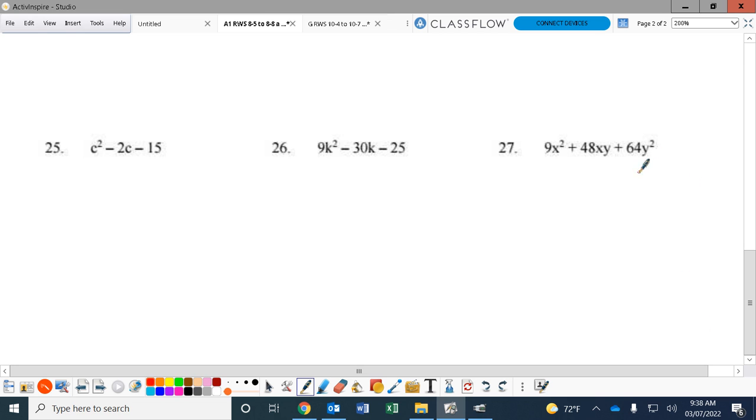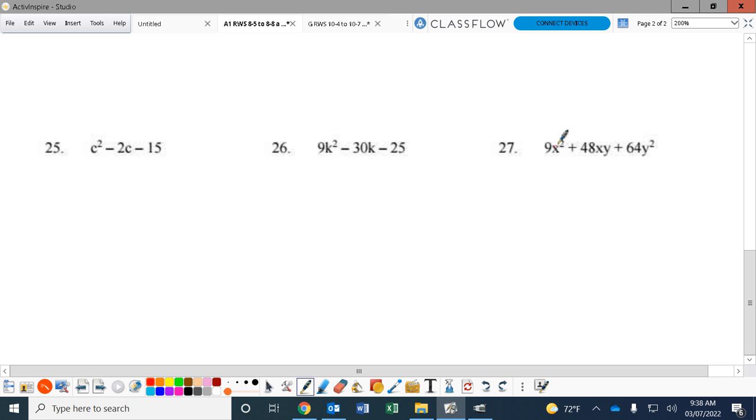27. Okay. First things first, is there a GCF? Can anything go into 9, 48, and 64? Try dividing 48 by 3. 48 divided by 3 is 16. And 64 divided by 3? I don't think it does. No, so there's no GCF. So then we go to our 3 choices when we do 3 terms: perfect square trinomial, hard diamond, easy diamond.